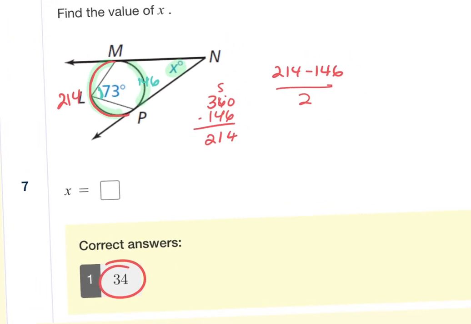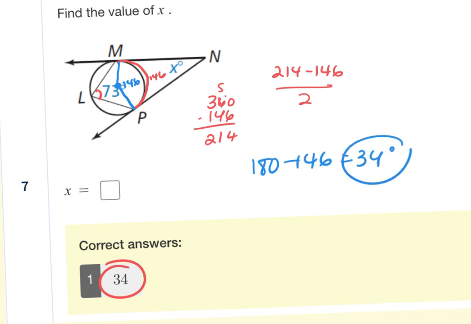Or the first way, if you remember the shortcut, it's a shortcut for a reason. If this is 73, this arc would be 146, and then the central angle intercepting that arc would also be 146. So you could do 180 minus 146, which is 34. Both will get you the same answer. So it doesn't matter which way you see that. One requires a little bit more work, but it still gets you the same answer.